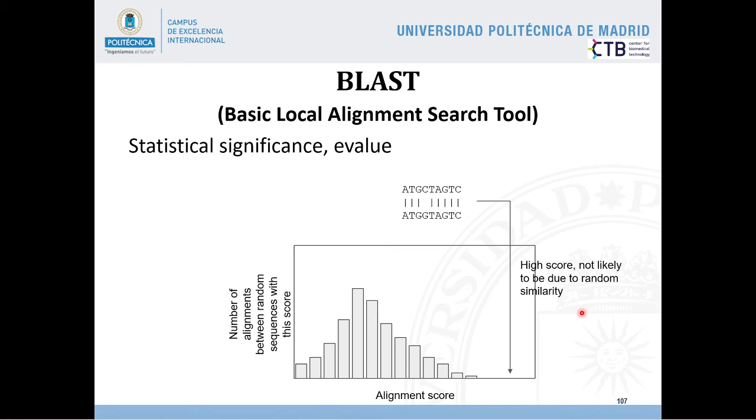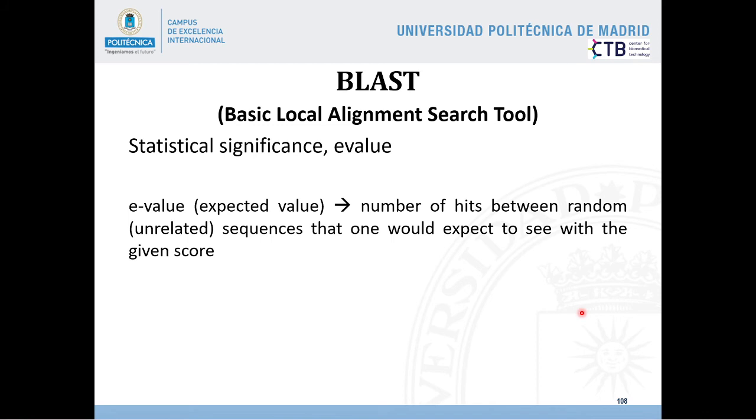So we don't have a 0 to 1, but 0 to a large number. Inverse, okay? So the expected value is the number of hits between random and related sequences that one would expect to see with the given score.